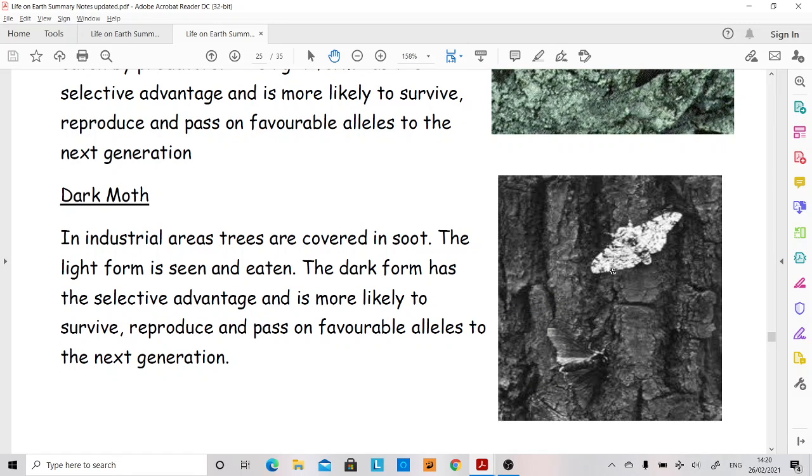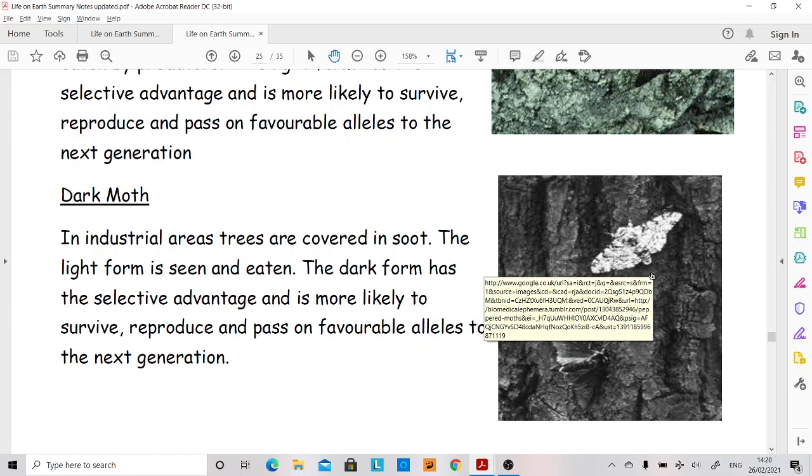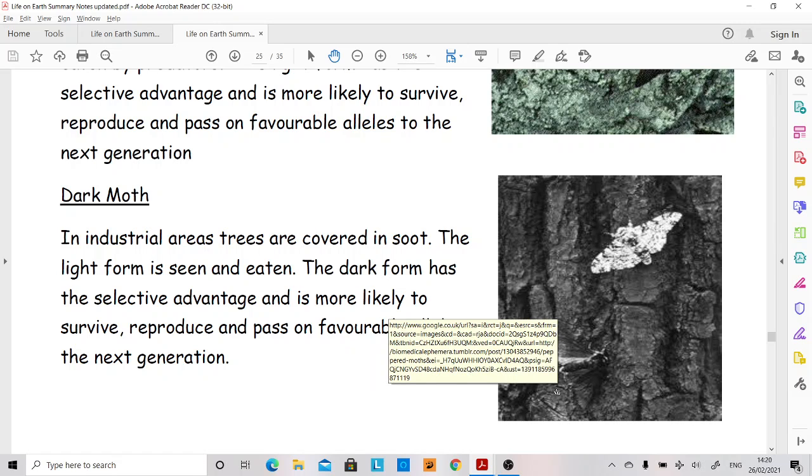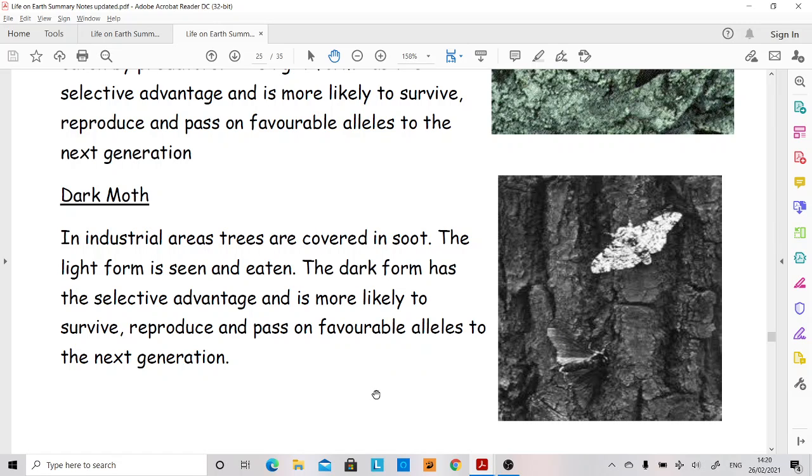Now, the speckled moth was easily seen by predators and were eaten in high numbers, and the melanic form had the selective advantage of being camouflaged against the bark of the tree.